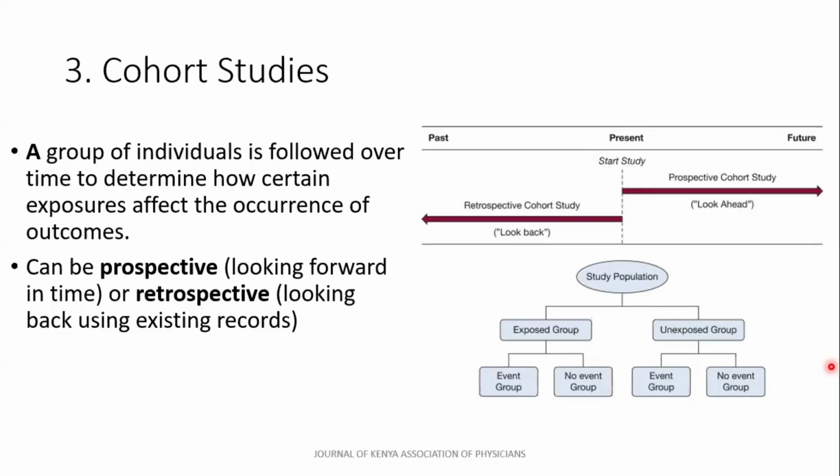Now, because we start with the exposure status and then observe outcomes over time, cohort studies help us understand how an exposure may lead to a health outcome, something a case control or a cross-sectional study can't do as clearly.